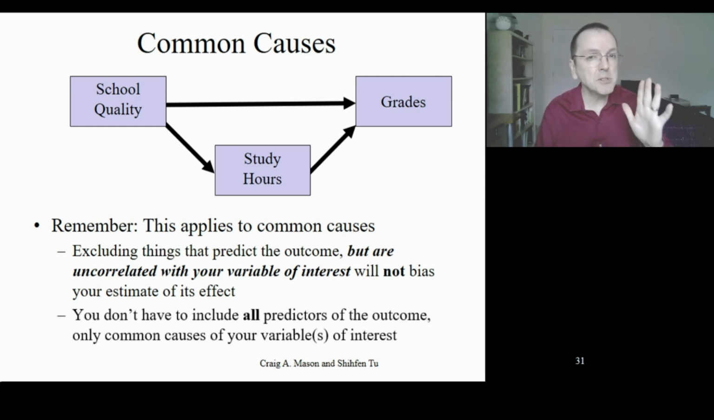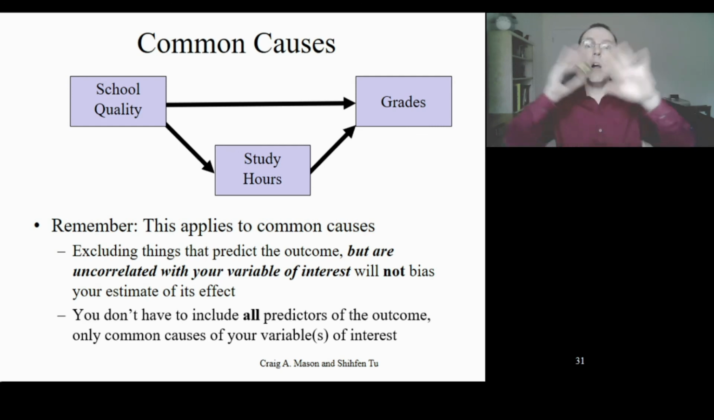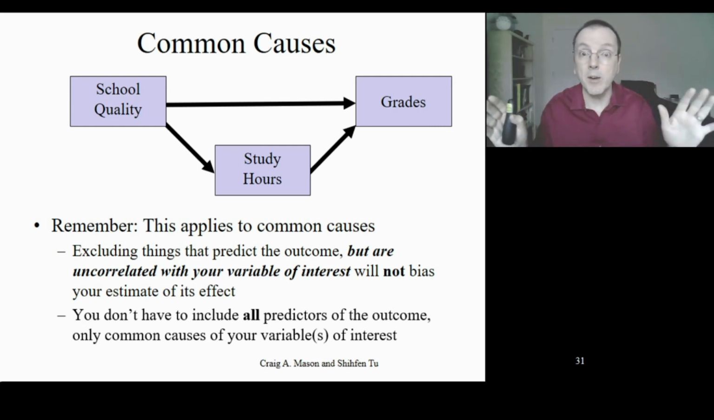People sometimes lose sight of that and mistakenly think that they must include every variable related to their outcome. But if you have some key variables that you're focusing on, you should try to include common causes for those variables, but you don't need to include all the variables that are uncorrelated with those that are also related to the outcome.